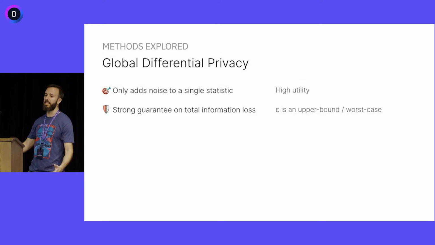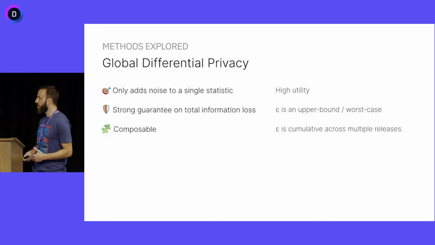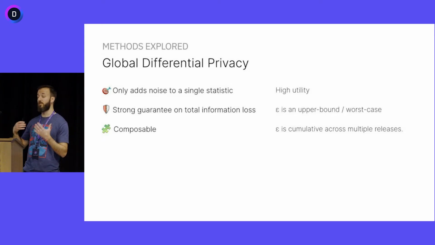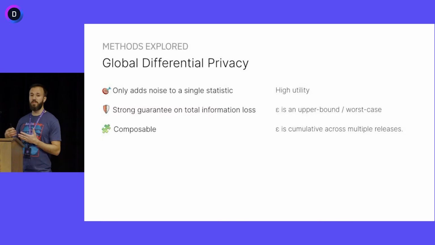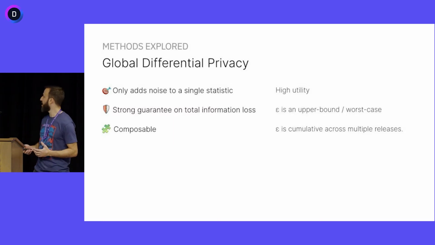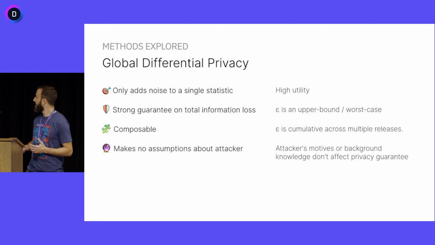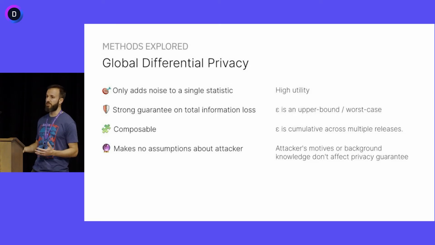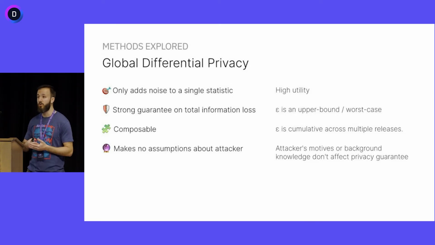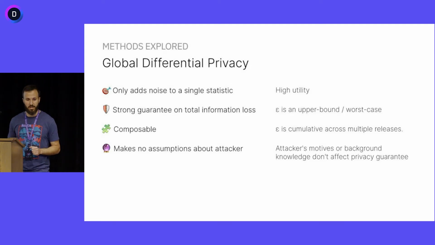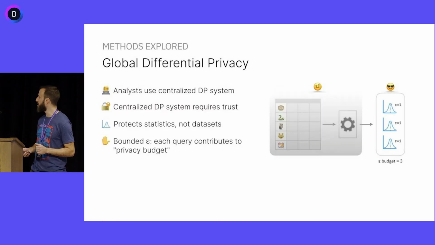And so from this, we get some important properties. One of these is composability. So if you perform multiple computations on a data set and you have epsilon values for each and you want to know what the total information loss is if you release all those statistics, you can sum the epsilon values and that's your total information loss. And then in addition, you don't have to make any assumptions about what an attacker might already know and what they might be trying to get from you because this is already a worst case scenario. And so these are really valuable properties.